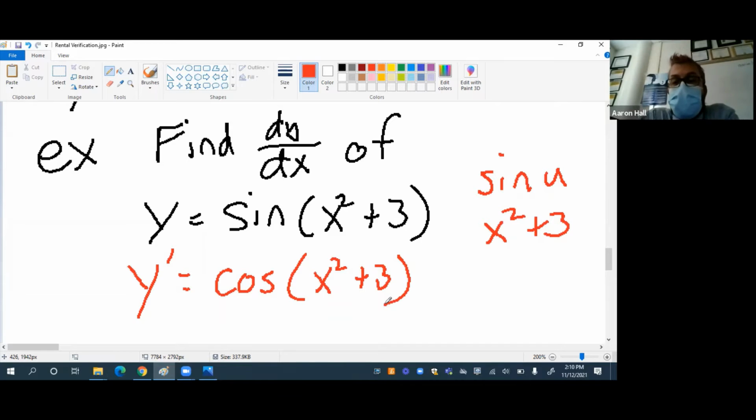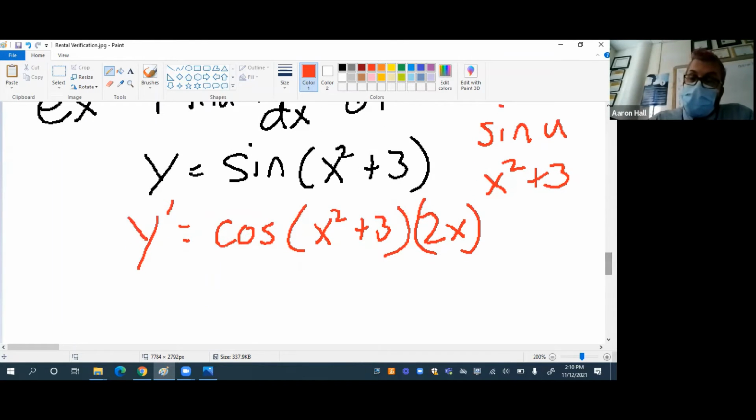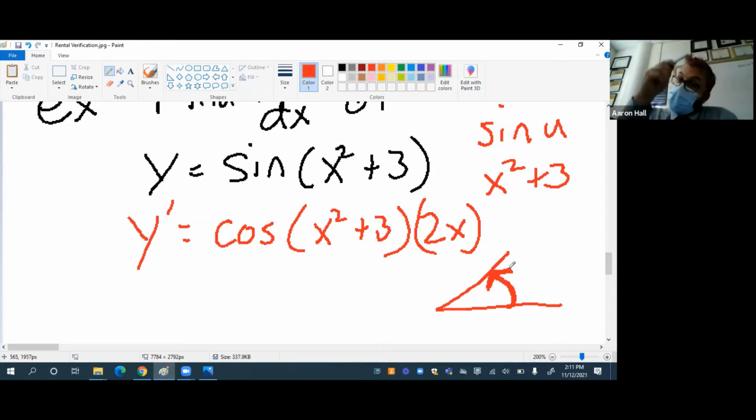So we took the derivative of the outside function times the derivative of the inside function. What is the inside function? Yeah, the derivative of the inside function is 2x. So we have 2x. Now here's a question for you. Which one of these quantities or expressions is a rotation? An angle is a measure of a rotation. Which one of these is the angle?